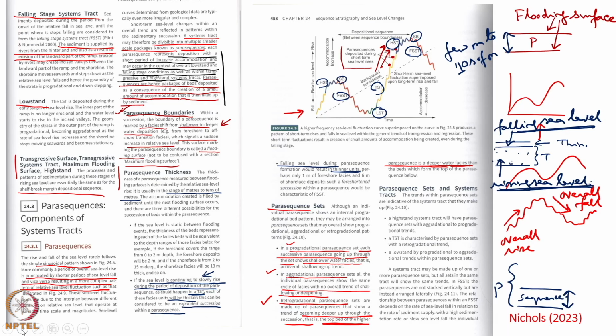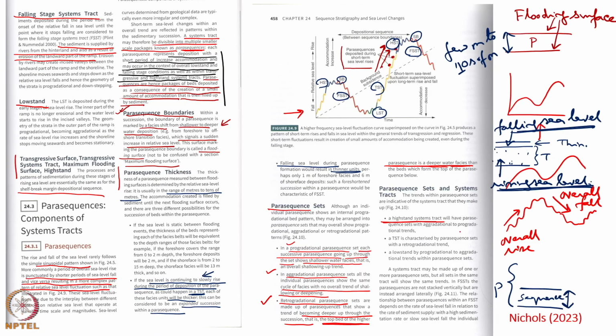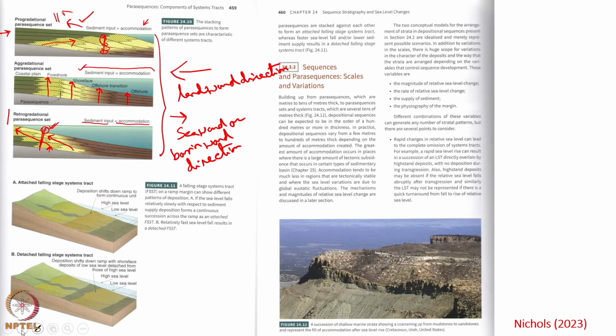Now, under what condition can these three kinds of parasequences be produced? Let us recollect a highstand systems tract. This is the example of a highstand systems tract when the water level is increasing. Under such a situation, aggradational to progradational trends will be produced within the parasequence. So, these two are indicative of highstand systems tract.